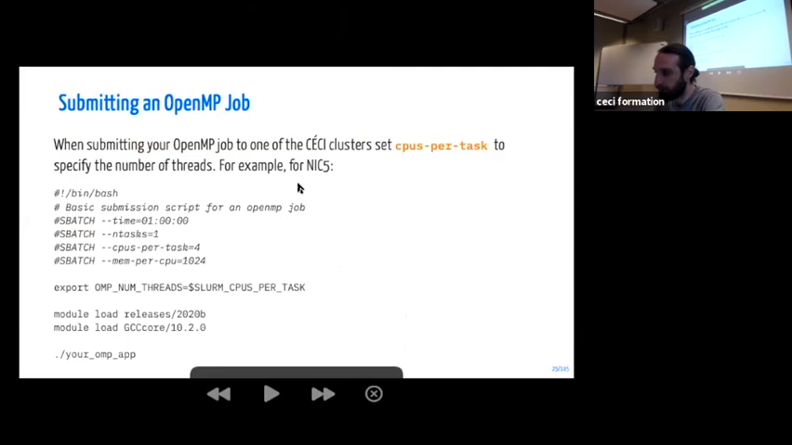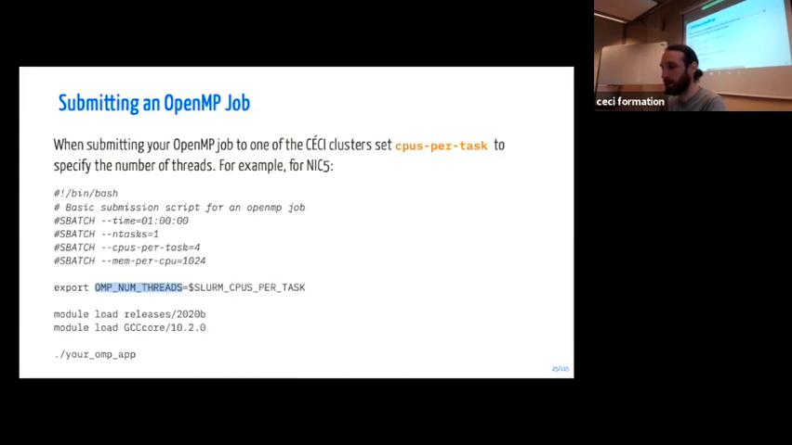Okay, so this is an example of a batch script for NIC5. As you can see, we have defined the CPUs per task to be 4. This is the value that we will use in this case, by taking this environment variable that is set by Slurm and exporting it as OMP_NUM_THREADS.